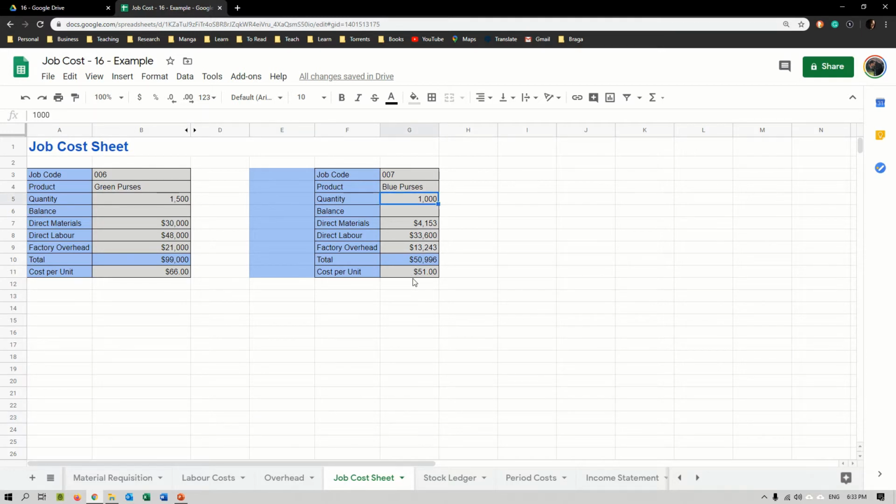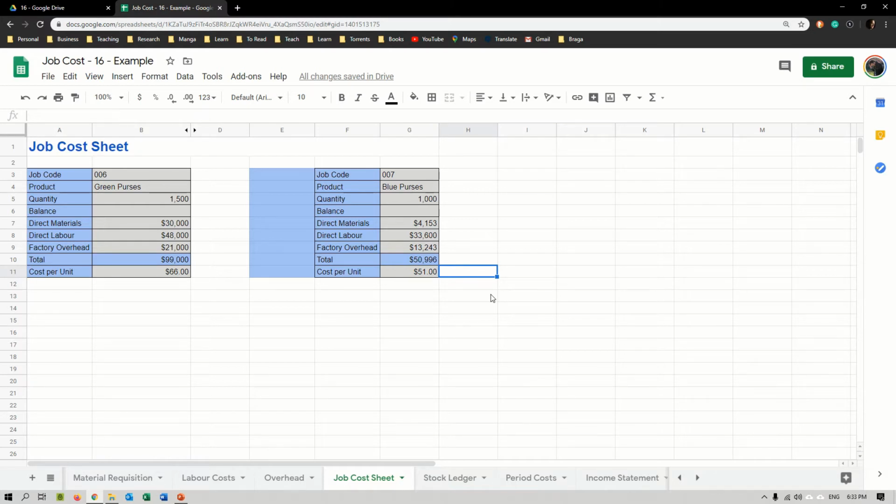But here's my problem. The problem is that on job 7, the cost per unit was $51. On job 6, the cost per unit was $66. And that does not make much sense considering that it's just a change of color, correct? So first of all, let's determine how much difference are we talking about. Let's do the percentage here.